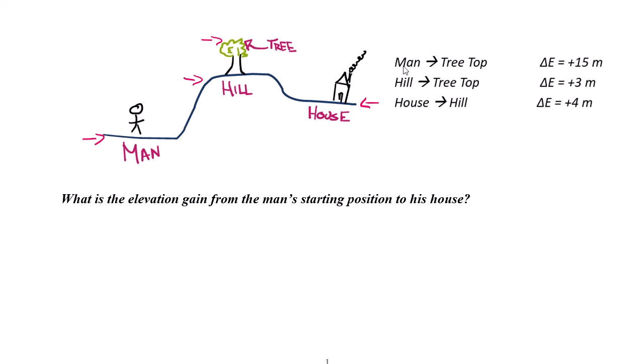Now I'm telling you that between the man and the treetop is an elevation gain of plus 15 meters. Between the hill and the treetop is plus 3. Between the house and the hill is plus 4 meters. So again, take a second, pause the video, and see if you could work out what the difference is. What's the elevation gain from the man's starting position to his house?